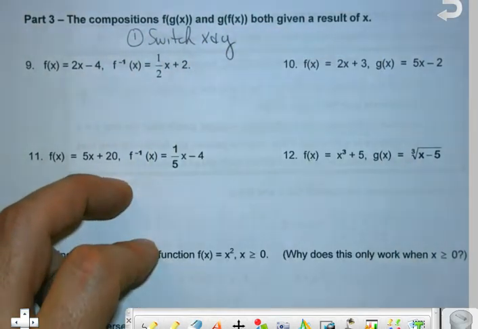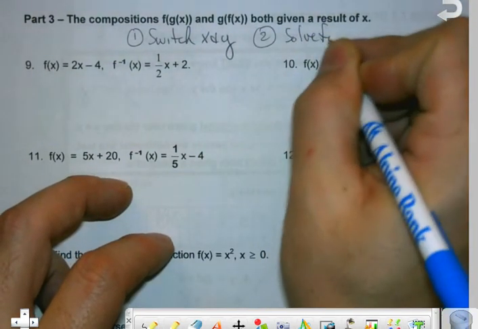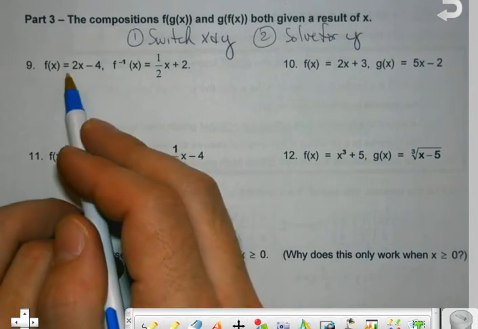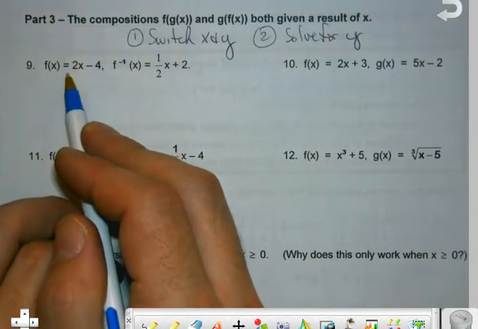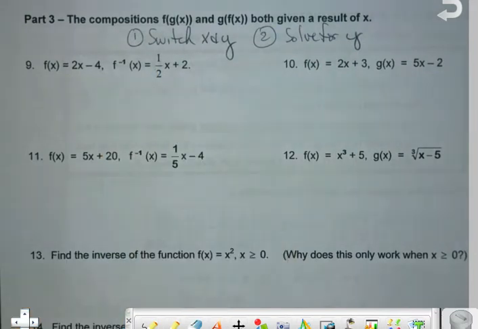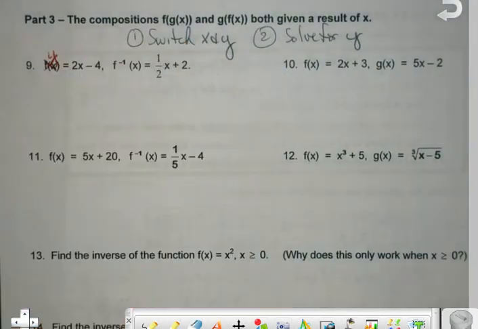We're going to switch x and y. You're like, okay. You're going to solve for y, and so you're like, I don't see a y. We'll discuss that in a minute. And what you're trying to do is see if your first function, when you solve for y, becomes the second one. If it does, they're inverses. So here's how this goes. Remember, f of x is a fancy way of saying y.